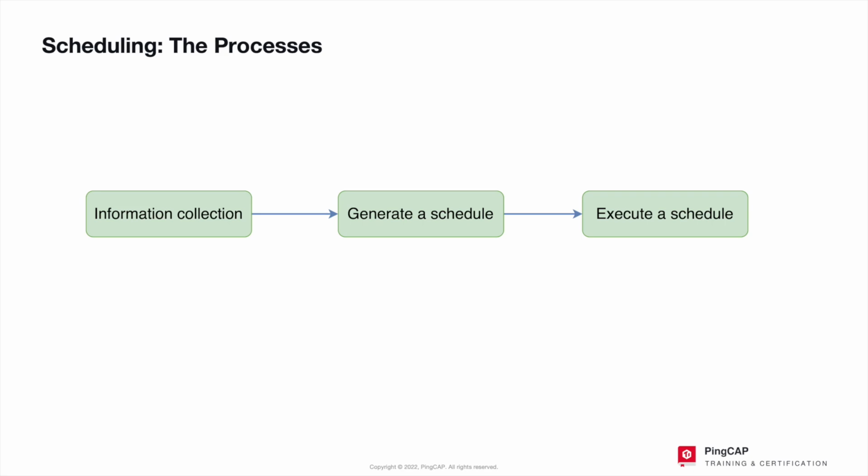Since TiKV is not responsible for allocating regions, let's repeat that. TiKV is not responsible for allocating regions. The PD is responsible for this. Only PD has a global perspective, so only PD nodes can complete this task. So the whole process is as follows: information collection, generate a schedule, and execute the schedule. Let's take a look at each of these steps.